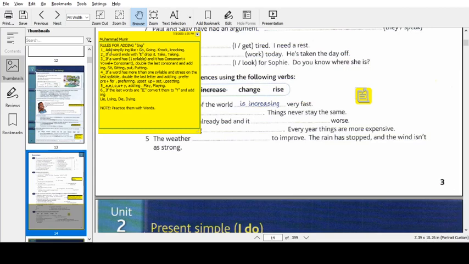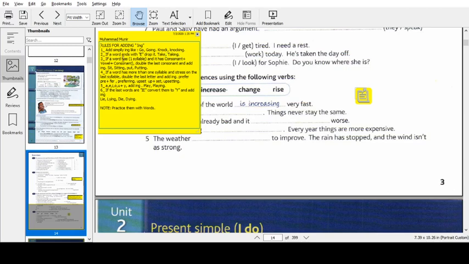Rule number 1. Simply add ing, like go, going, knock, knocking. Number 2. If a word ends with e, drop e. It means that if a word has e at its end and you want to add ing, you must drop this e and add ing. For example, look at this one, take. It has e at the end. When you want to add ing, you must drop this e and write taking.